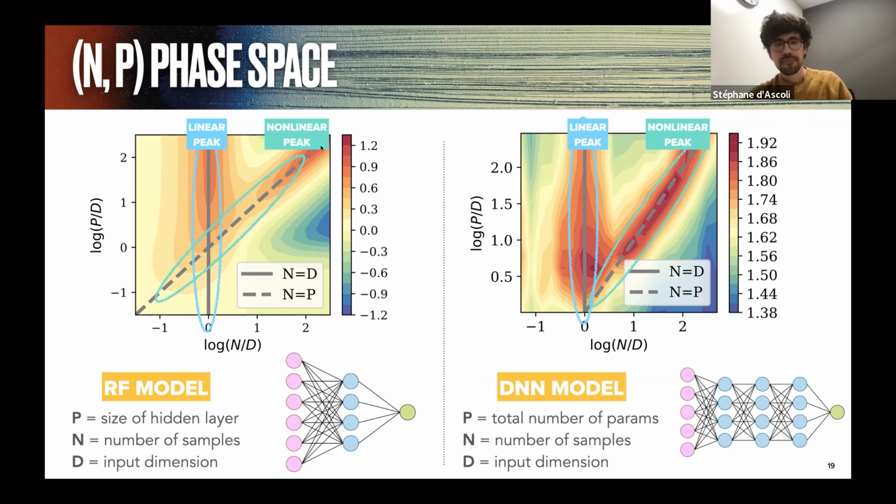On the right, it's actually exactly the same, which is surprising, because p in this case doesn't have the same meaning. In the random feature model, p was the number of blue nodes, so just the size of the hidden layer, whereas on the right side, p is the total number of parameters, so it's all the weights combined. But still, you get the peaks exactly at the same regions of this phase space.